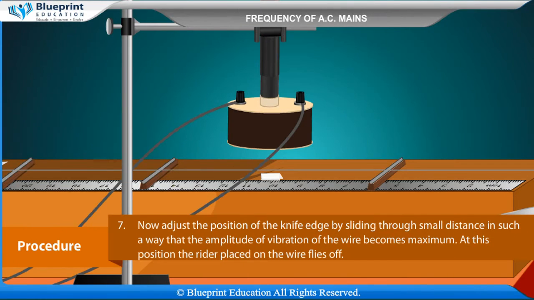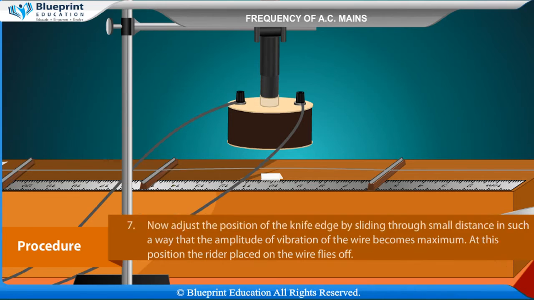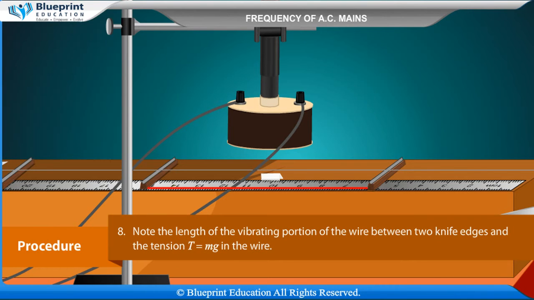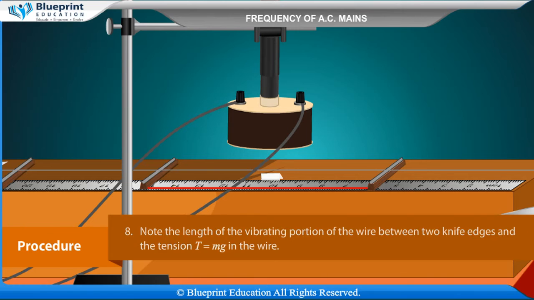Now adjust the position of the knife edge by sliding it through a small distance in such a way that the amplitude of vibration of the wire becomes maximum. At this position, the rider placed on the wire flies off. Note the length of the vibrating portion of the wire between two knife edges and the tension T, which is equal to mg, in the wire.